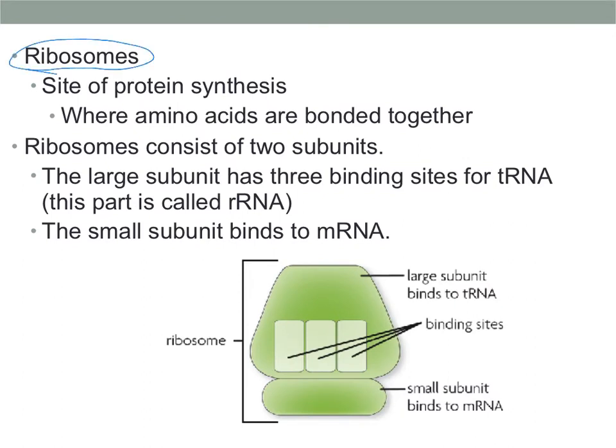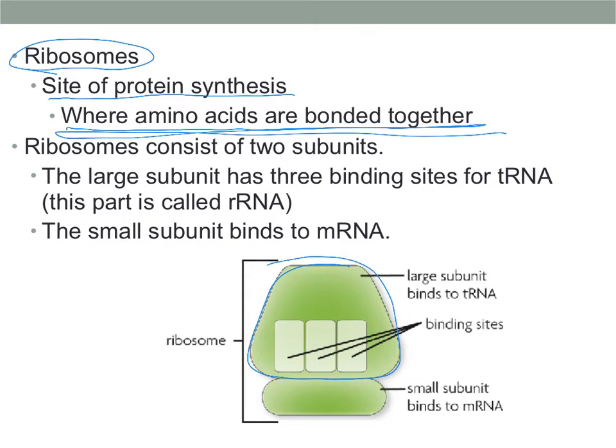Now ribosomes can either be free-floating in the cytoplasm or embedded into the rough endoplasmic reticulum. Ribosomes are the site of protein synthesis, and this is where amino acids are bonded together to form this amino acid chain, which will eventually become our protein. So ribosomes consist of 2 subunits. The larger subunit, this top part right here, has 3 binding sites for tRNA. So this would be the part of the ribosome made up of ribosomal RNA.